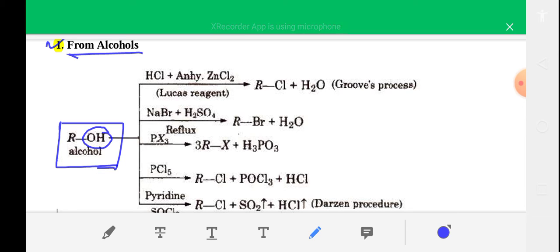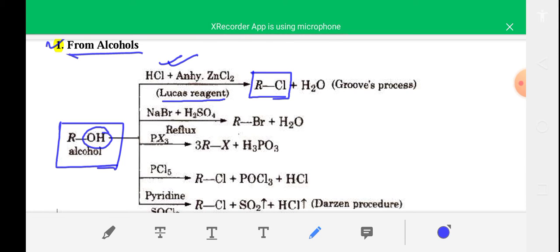Okay, and there are different reagents used. For example, if you use HCl in anhydrous ZnCl2, which is known as Lucas reagent, if you react alcohol with Lucas reagent, you will get chloroalkane, RCl. The OH of alcohol will be substituted by a chlorine atom if you treat alcohol with Lucas reagent, that is HCl and ZnCl2. Okay, so this is one method of preparation of haloalkane from alcohol.